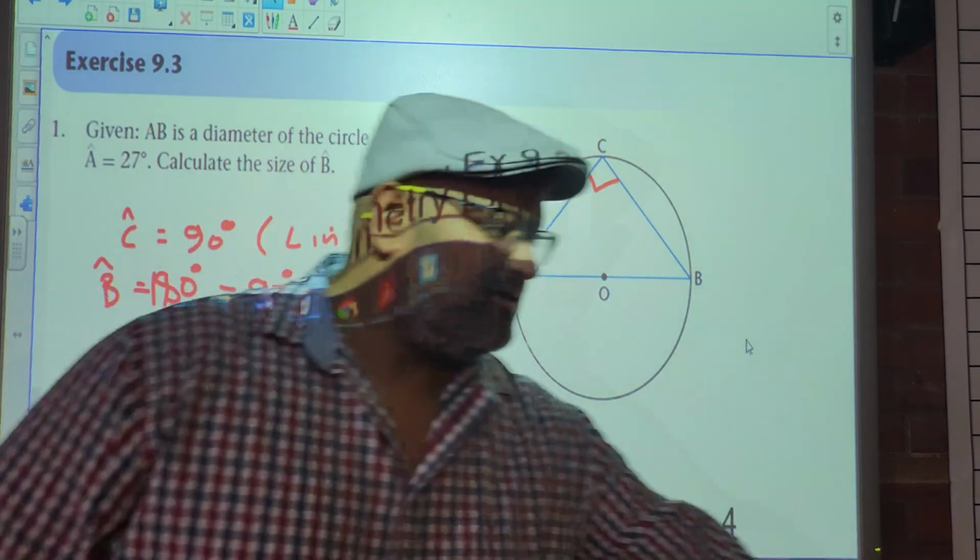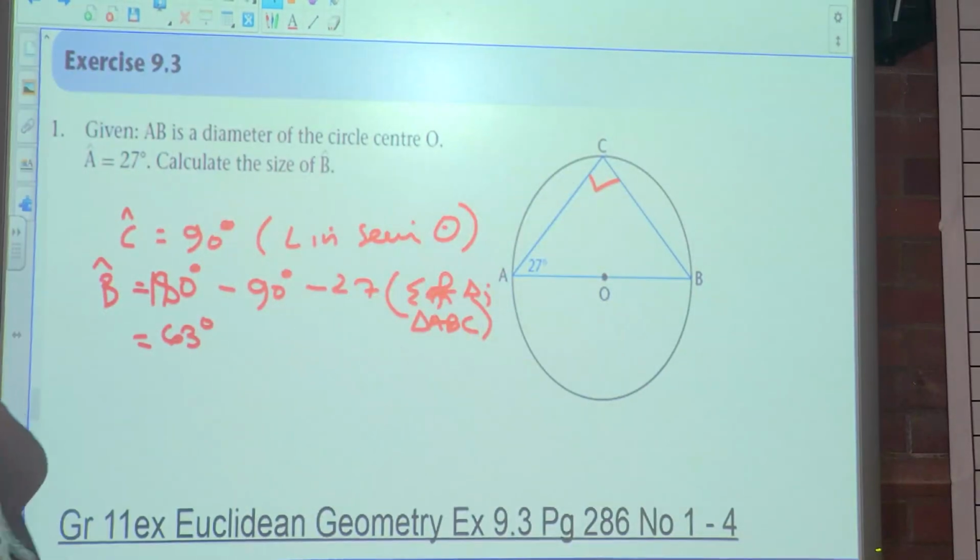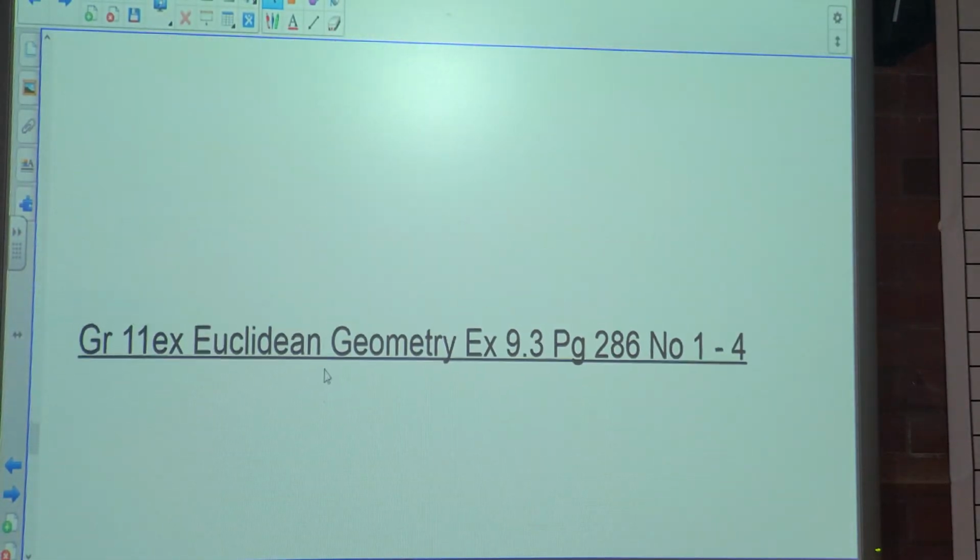Any confusion there? Let me know when I'm going too fast. Right, number 2.